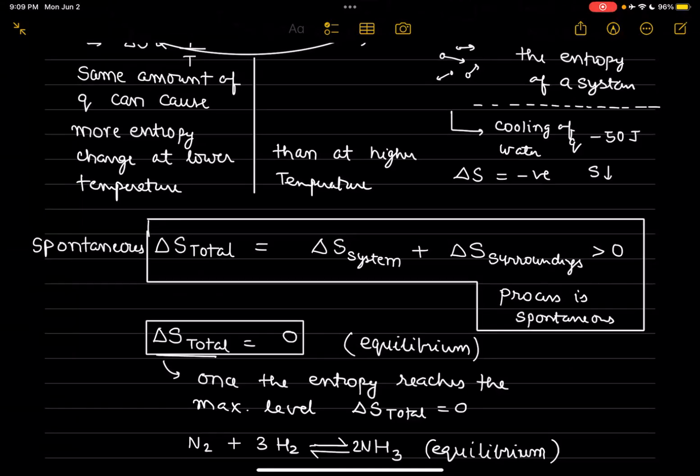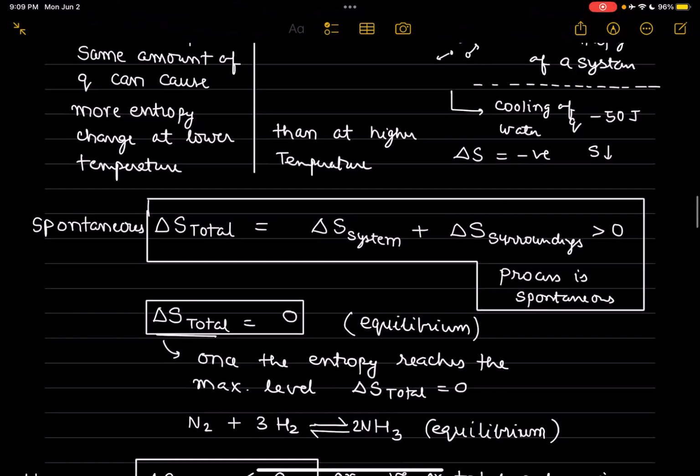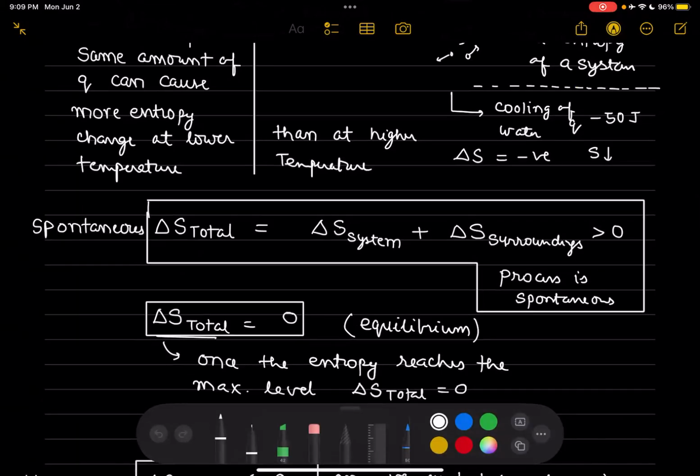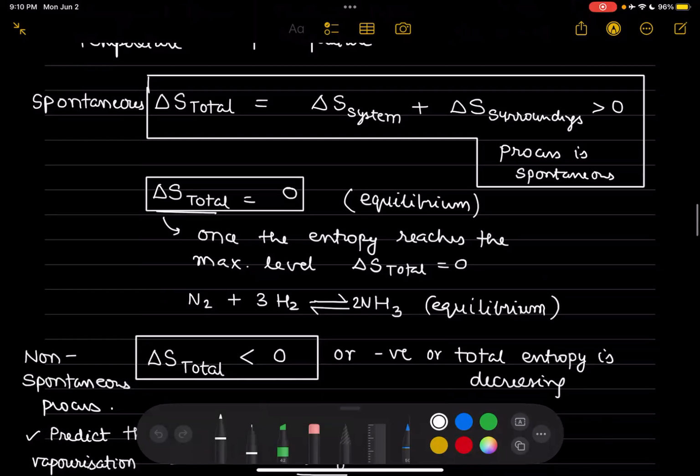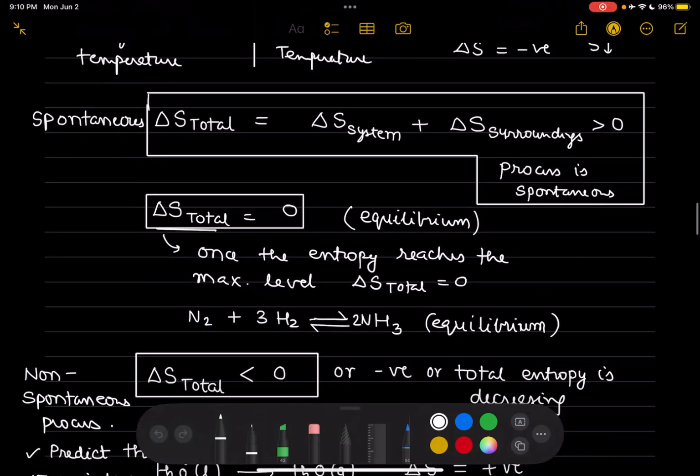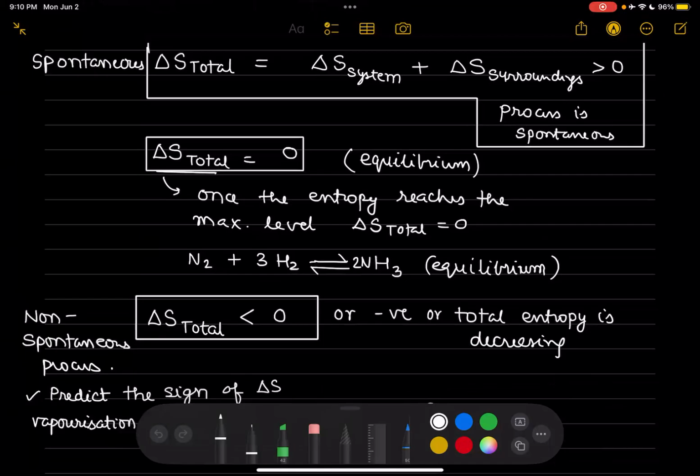But while considering whether a process can happen on its own, meaning whether a process is spontaneous or not, you need to talk about the total entropy change of a system. A spontaneous change is the one where the total entropy is increasing. Got it? What happens, Nabila, if the total entropy change is 0?